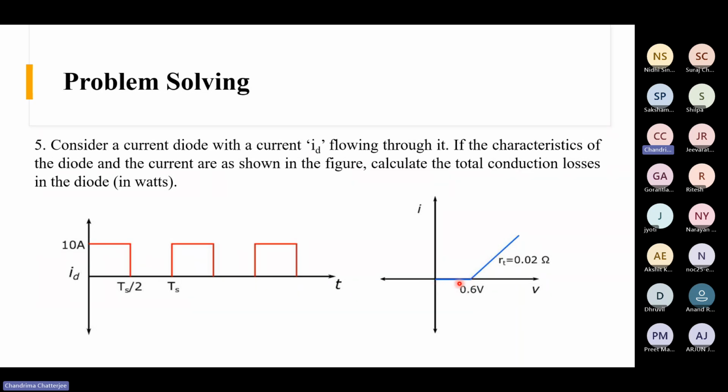As you can see, there is this threshold voltage and thereafter there is a linear relation between I and V, right? So this is an approximate model. Again, we need to calculate the conduction loss, so the procedure will be the same. The current waveform is already given. We need to calculate the average current and the RMS current, because the diode conduction loss comprises of both the average current and the RMS current.